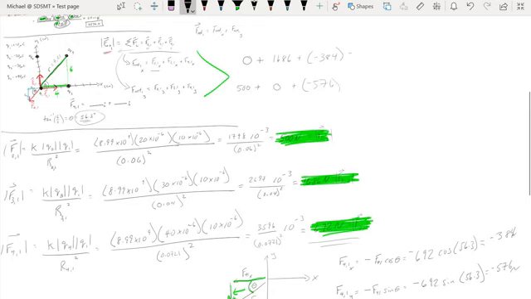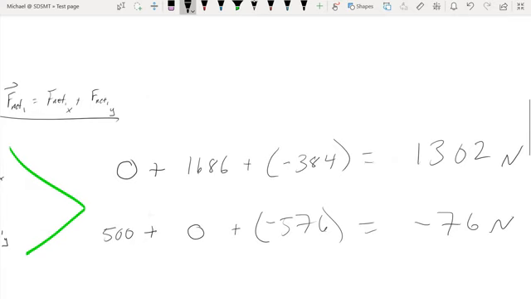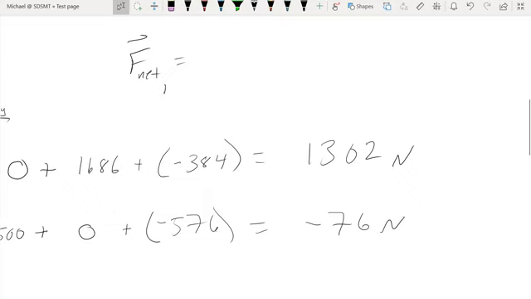And we can finally add everything up. For the x component of our net force, we have 1302, and for the y component of our net force, we have a negative 76. So as we said, we can now put those values together as the components of the net force that are acting on charge 1. We have the x component of 1302, and the y component was negative. So I'll just put that in as a negative 76.